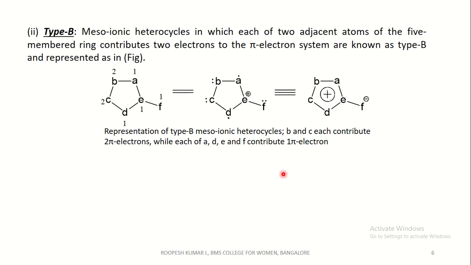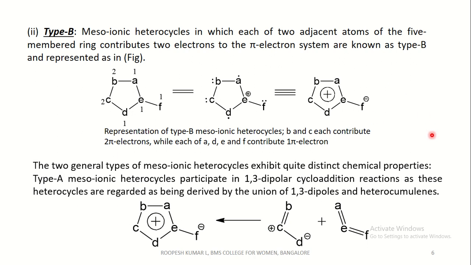Coming to type B: mesoionic heterocycles in which each of two adjacent atoms of the 5-membered ring contributes 2 electrons to the pi electron system are known as type B and represented as this. You can see here there are two adjacent atoms which contribute 2 electrons. The remaining 4 atoms contribute 1 electron each. And this is a general representation of type B.